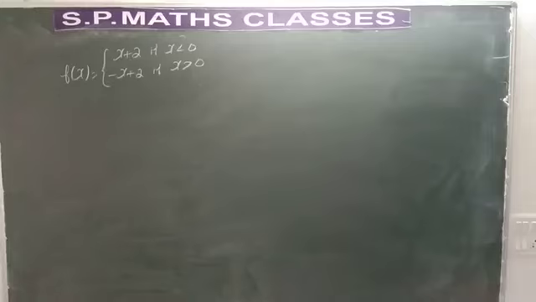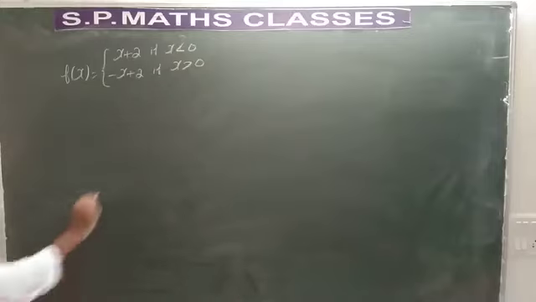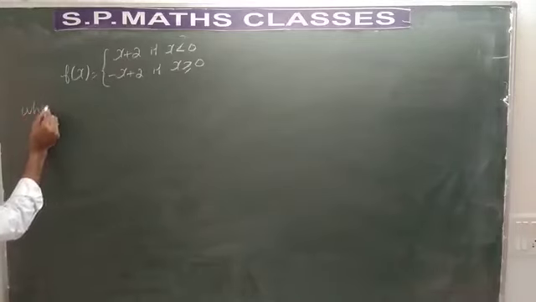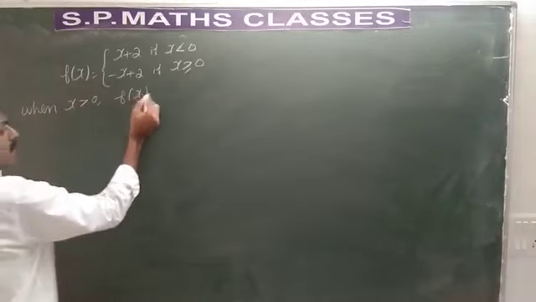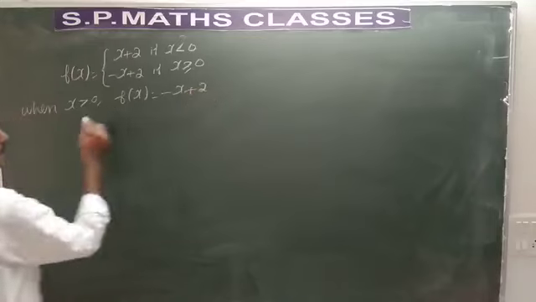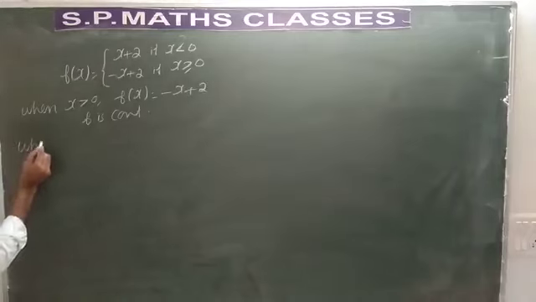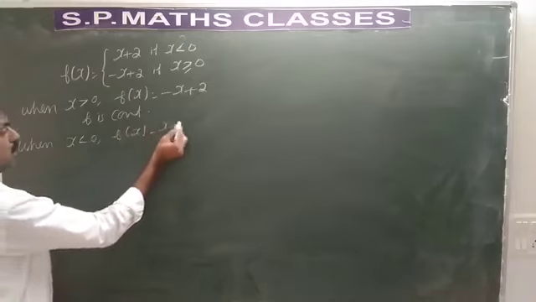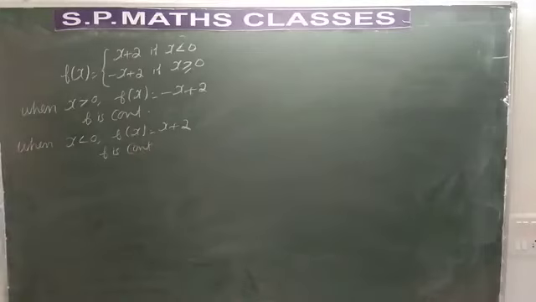When x is greater than 0, what is f of x? Minus x plus 2. It's a linear polynomial. I conclude f is continuous. I think you have understood. When x is less than 0, f of x is x plus 2. It's a polynomial, f is continuous. So for all x greater than 0 and less than 0, it is continuous.